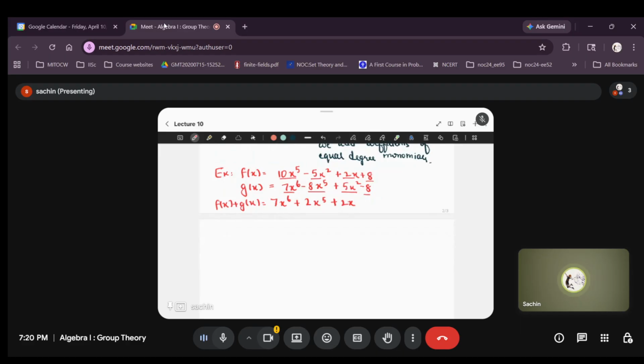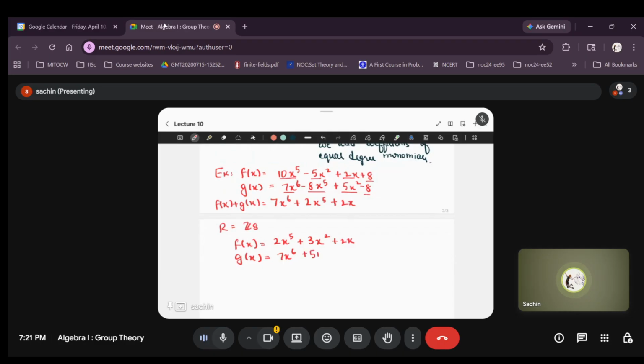So what the difference is: if you had the same thing, but the ring was Z8, okay, then f of x would have been 2x^5 minus 5x², which would be minus 5 is 3 in Z8, plus 3x² plus 2x, and 8 would be 0. g of x would be 7x^6 minus 8x^5, that would go to 0.